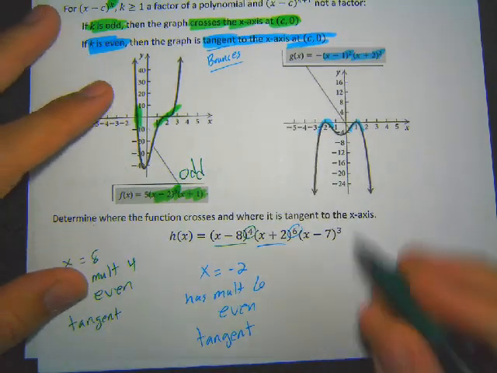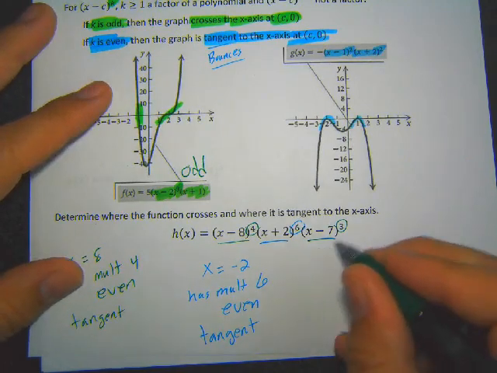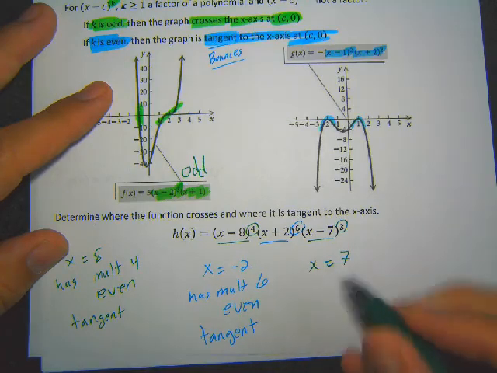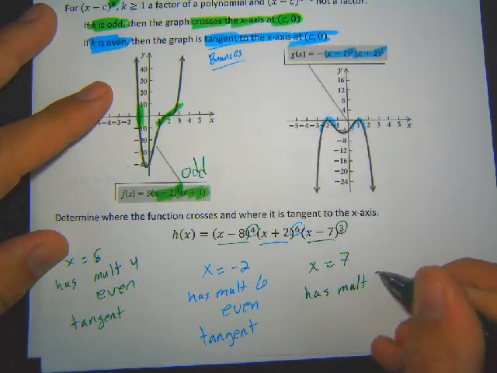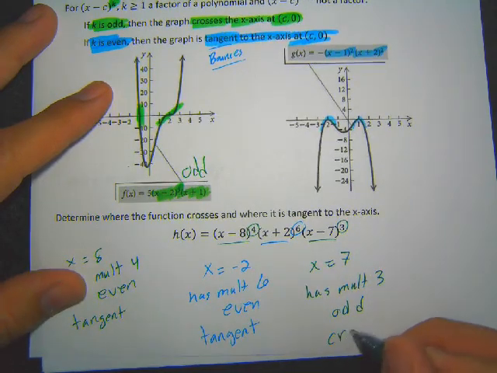Last one, x minus 7 has degree 3. So this one, x equals 7 would be the 0, so 7 minus 7 would be 0. And it has multiplicity 3, which is odd. Since it has odd multiplicity, it's going to cross here.